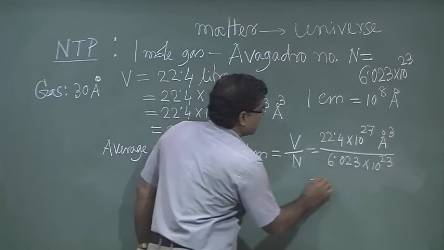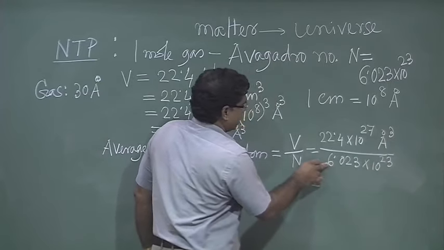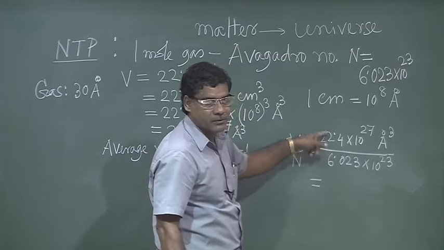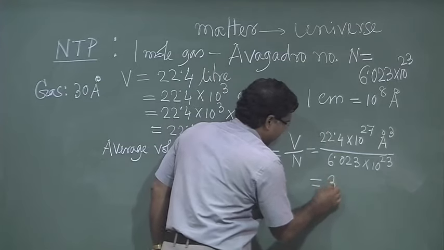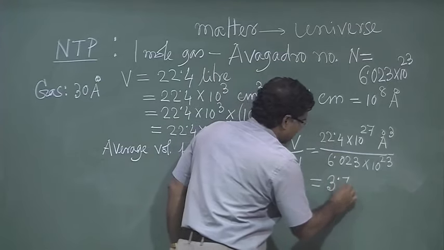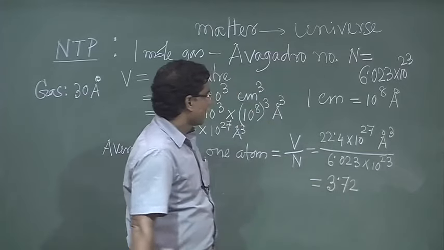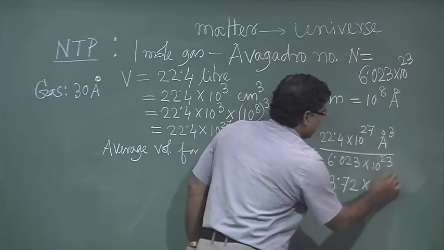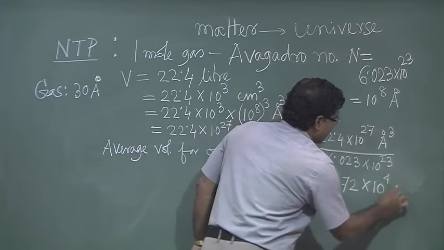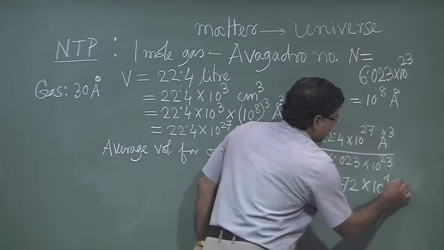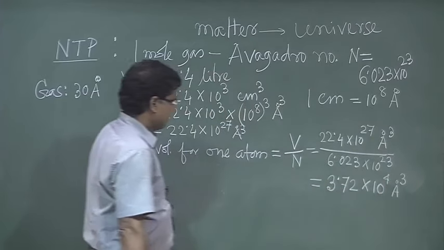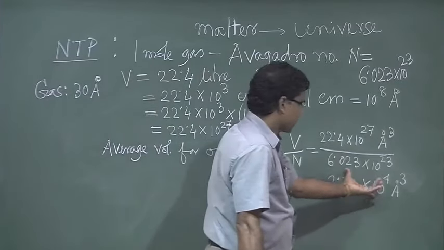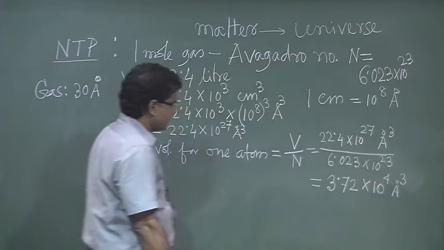So basically, 4 times 6 is 24, so it is slightly less than 4. I have calculated, and it's around 3.72 into 10 to the power 4 angstrom cube. Okay. So that is the volume for one atom.